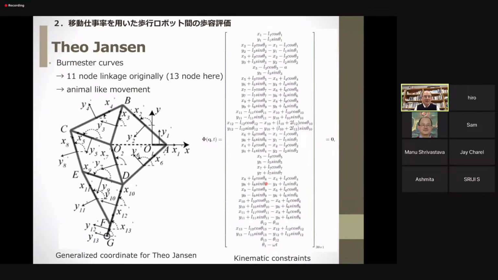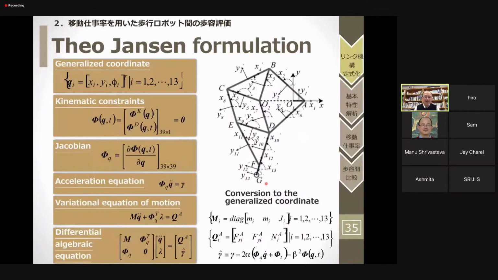Then the Theo Jansen mechanism can be described in this way. A bit larger matrix size, the vector size. Finally, we apply the conversion of the generalized coordinate, the kinematic constraint, the Jacobian, the acceleration equation, then compute the differential algebraic equation, then simulate how it works well.